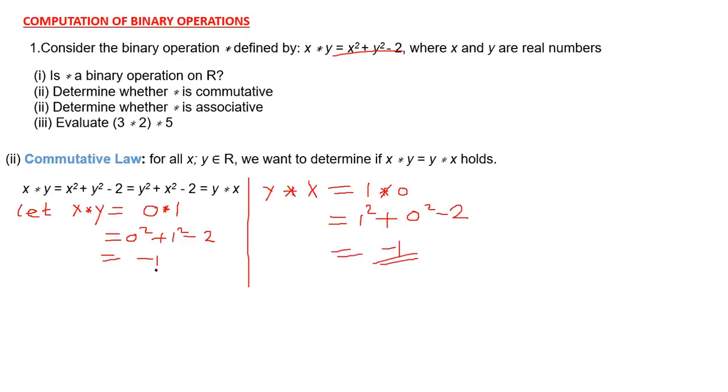So if you get the same answers, it simply tells you to say star is commutative. But if you get different answers, then you conclude to say star is not commutative. All right. So let us now see how you can apply this same principle of using numbers on associative law.